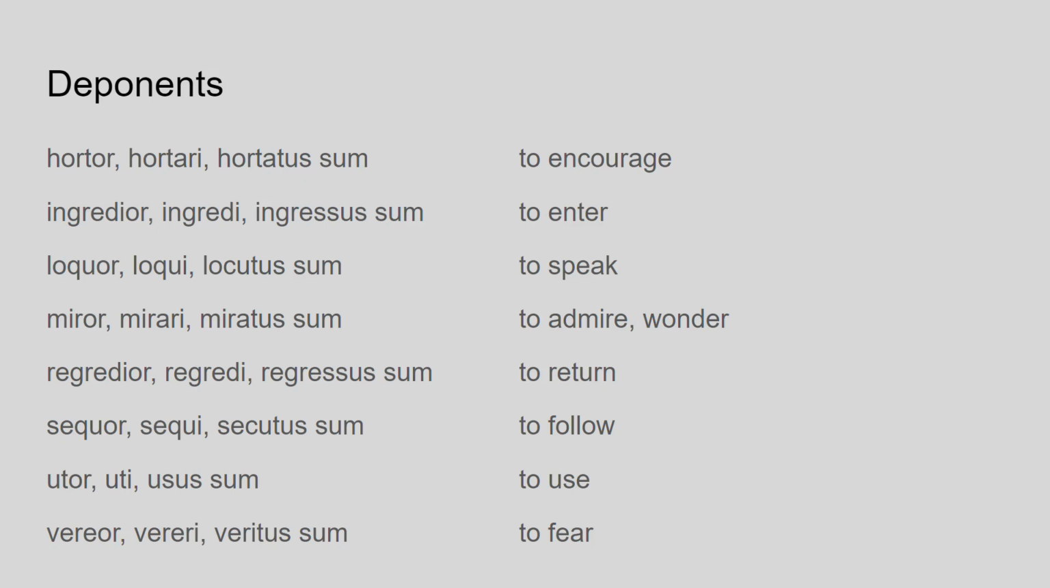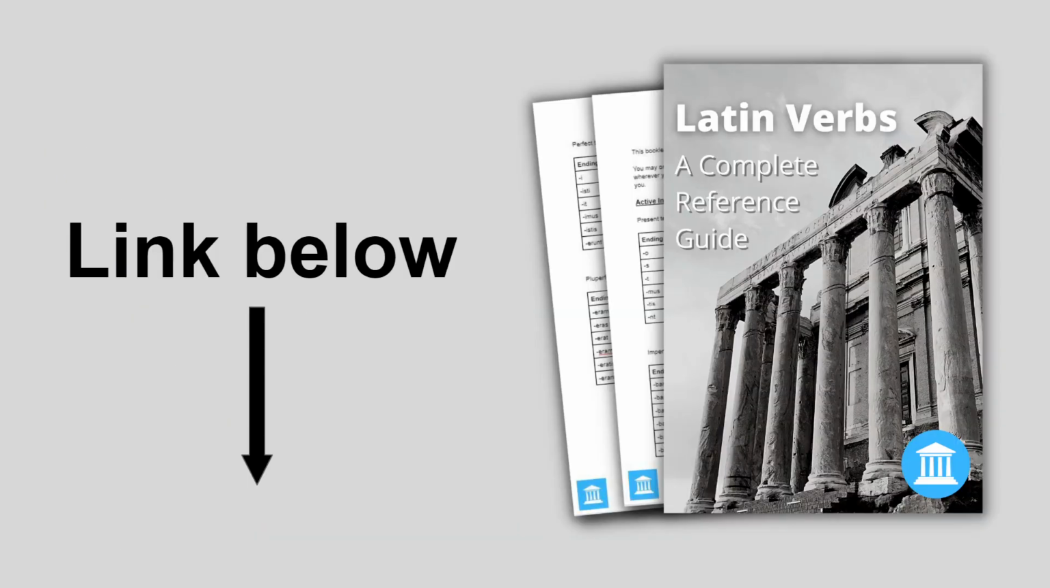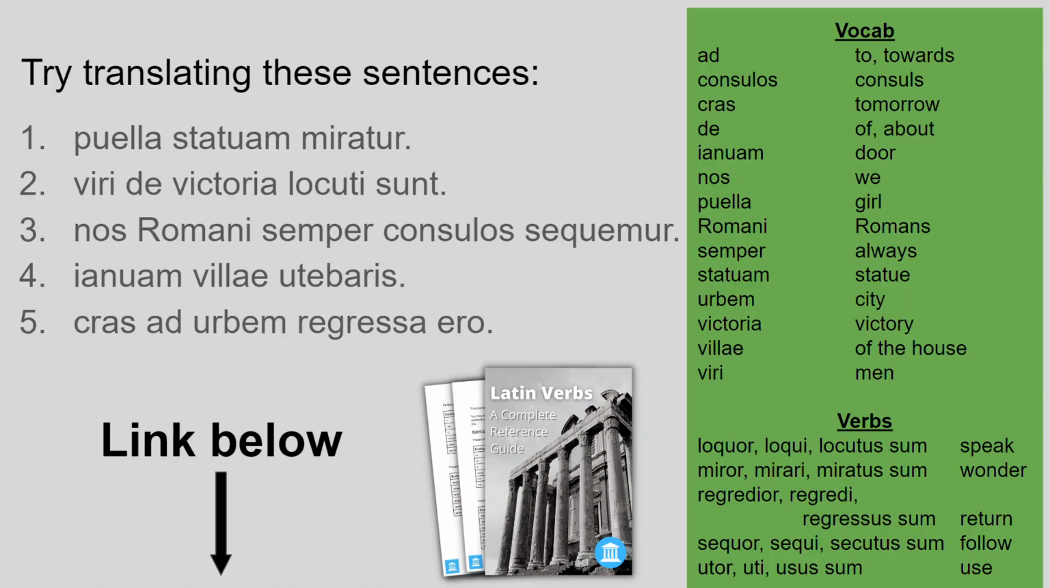Let's look at some examples in Latin. If you need a reminder of the passive endings, then go and download this free verb reference guide. It has all the endings of every tense, voice, and mood in Latin, and it will really help you with this next exercise, and there's a link in the description below. Remember, these verbs look passive but are translated as active.